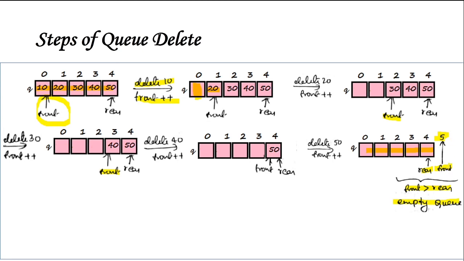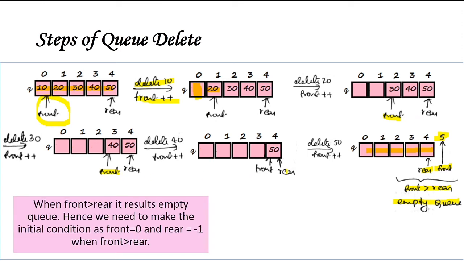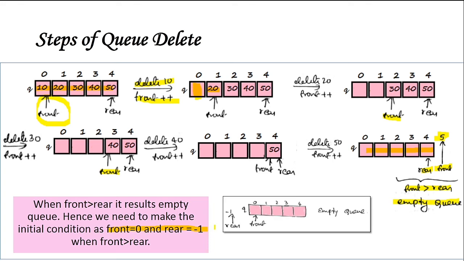When front is greater than rear, you need to decide that it is an empty queue. Only in that case front will become greater than rear. In every other case you can see front is less than rear only. So when front is greater than rear, it results in an empty queue. Hence we need to make it the initial condition. What is the initial condition? Front is 0 and rear is -1. So that you can insert once again into this queue. Right? So when front is greater than rear, you have to make front 0 and rear -1.